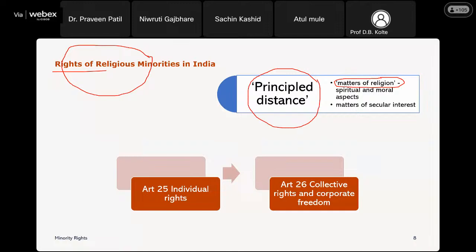Yes. So matters of religion are those matters where the state will never interfere. For example, the state will never interfere into those aspects of religion. However, the state will never remain neutral in respect of the secular interests of the religion.